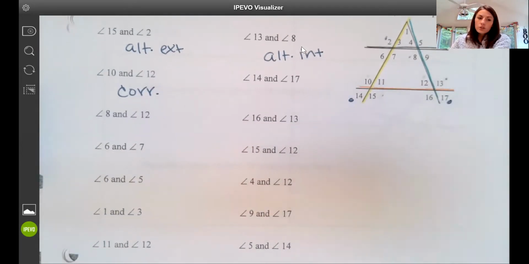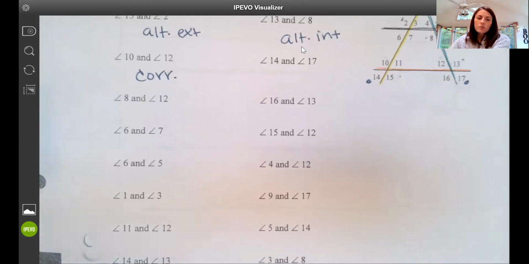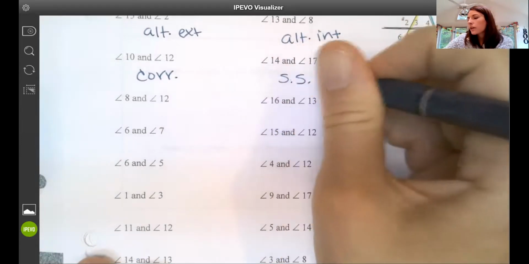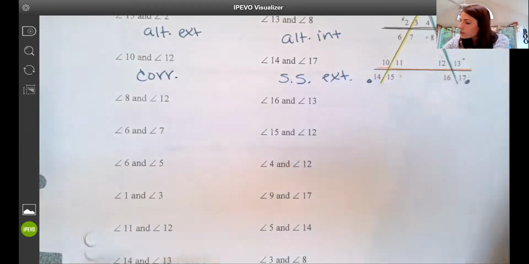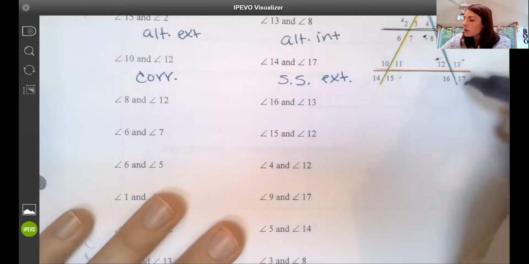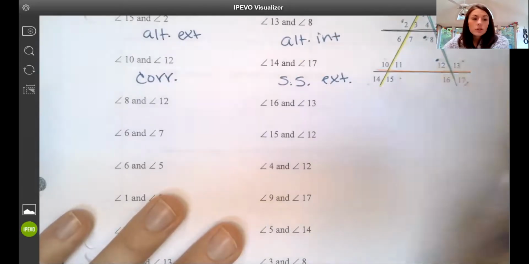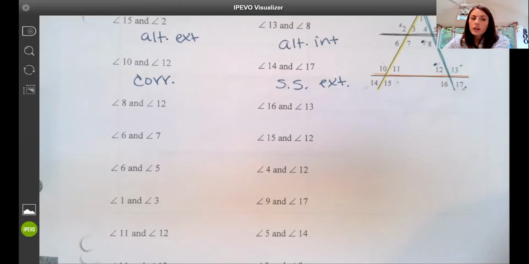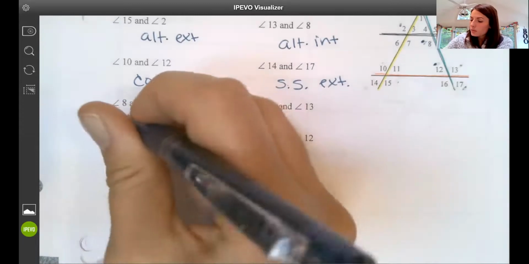14 and 17. So 14, 17. Again, they're both connected to orange. What is their relationship? Same side exterior, yes. So they're on the same side of this transversal, same side, and they're on the exterior. 8 and 12. 8 and 12, what is their relationship? They are on the same side of that blue transversal. So if it's on the same side, I know it's either same side interior, same side exterior, or corresponding. Yep, same side interior.